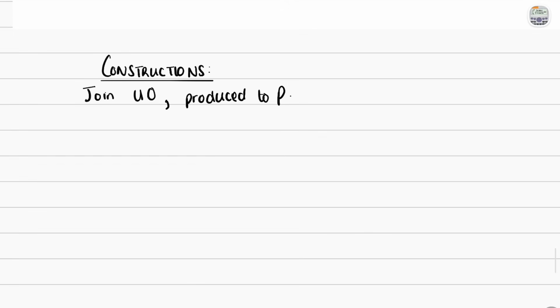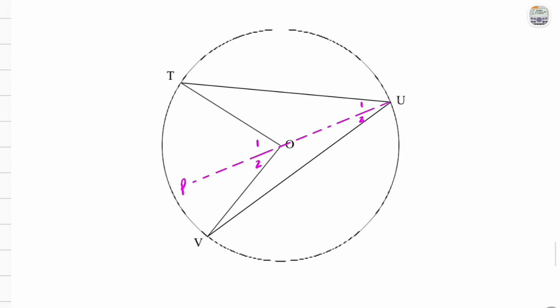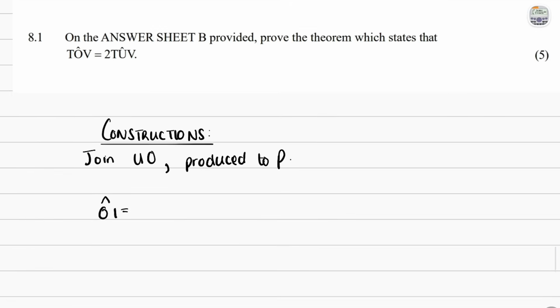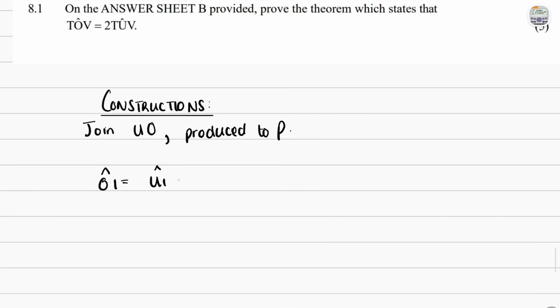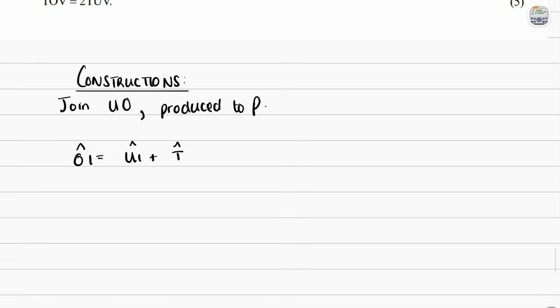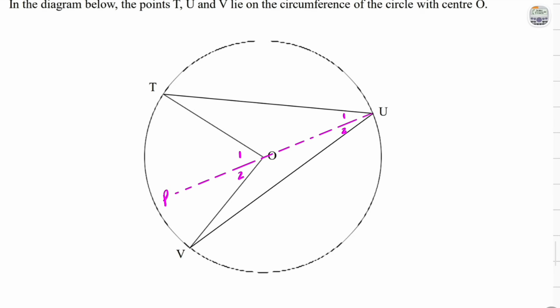So we'll start there by saying that angle O1 is equal to the sum of angle U1 plus angle T. And the reason for this is because this is the exterior angle of a triangle. But here's the thing about these triangles.